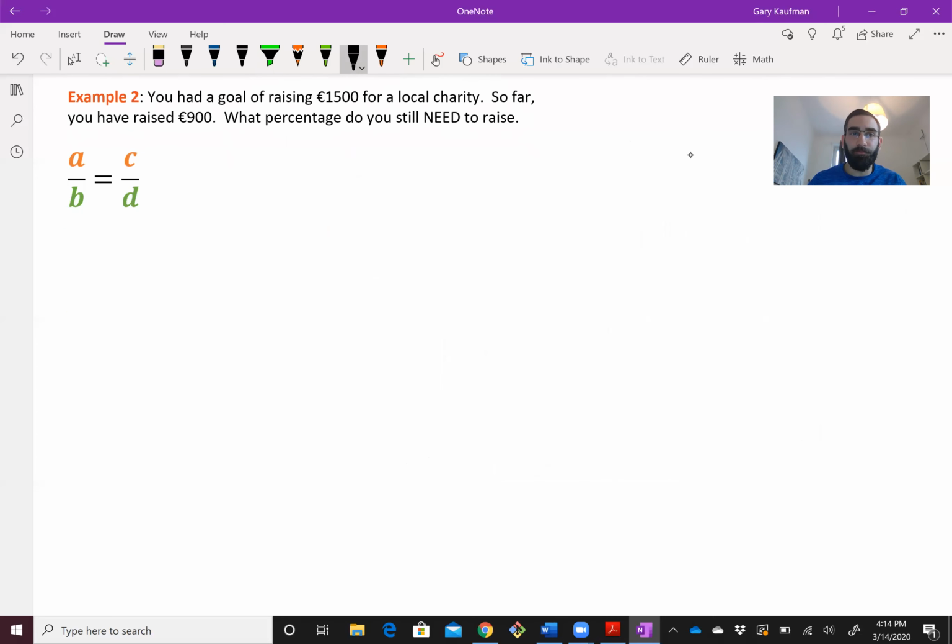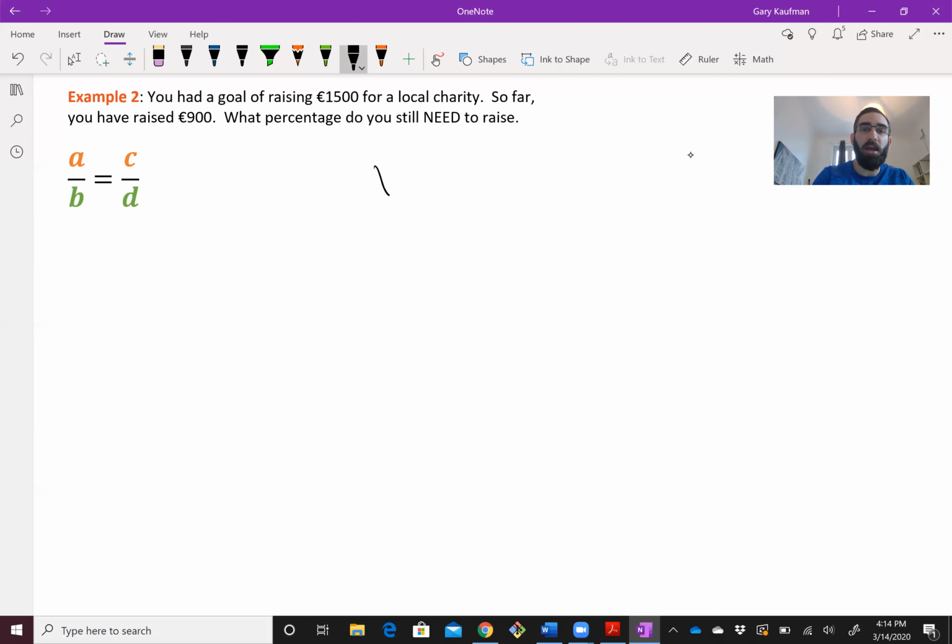Example 2. You had a goal of raising $1,500 for a local charity. So far, you have raised $900. What percentage do you still need to raise? So everyone think for a second. Am I missing A, C, or D? Well, hopefully you thought to yourself, since we're missing the percentage, that means we're missing A.